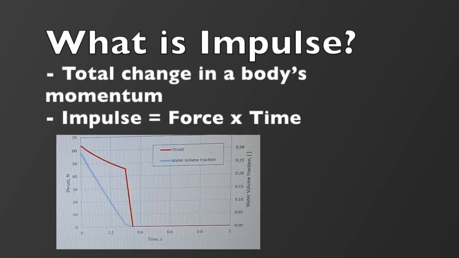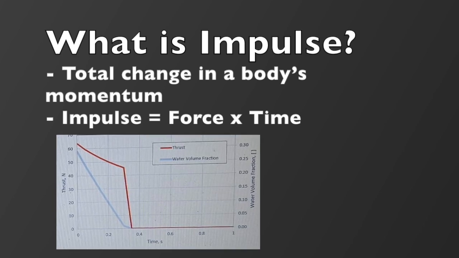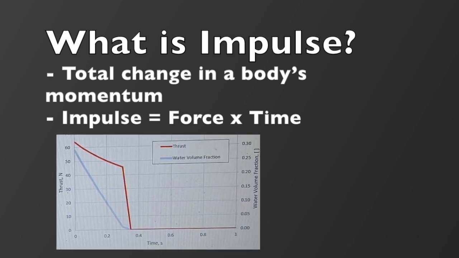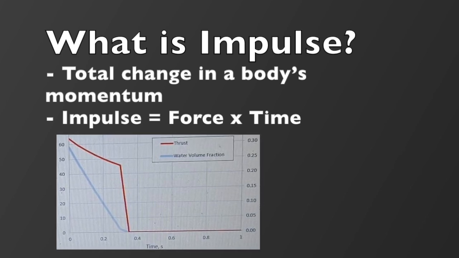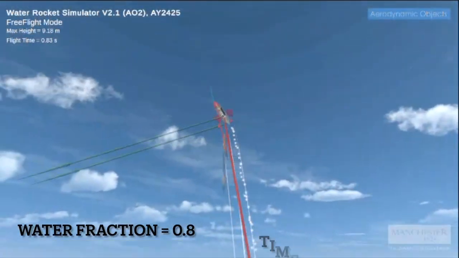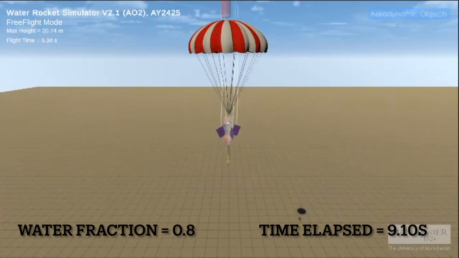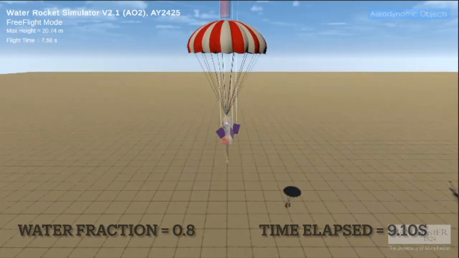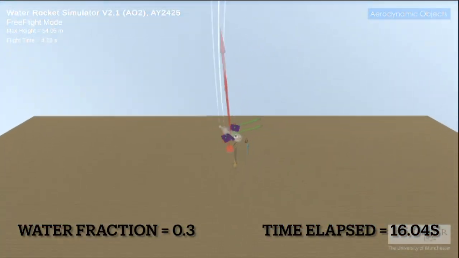What is impulse? Impulse is the total change in a body's momentum and the product of the average force and the time over which the force acts. Therefore, you would be able to find an impulse over a given time by integrating a force-time graph. The force created is thrust, which is generated by pressurized water that comes through the nozzle of the bottle. Using Unity, we found that the optimum water fraction was around 30%, and this achieved the longest flight time.